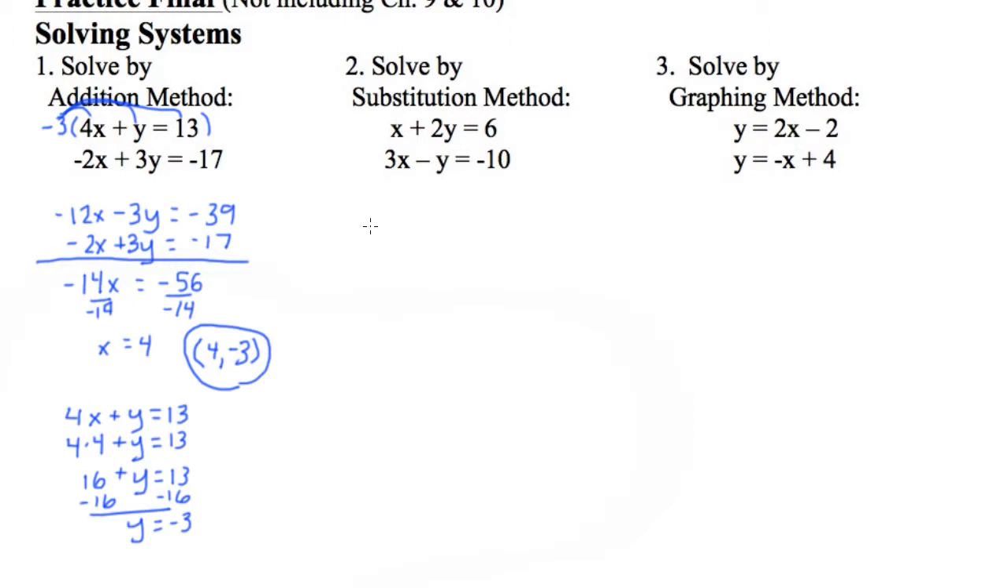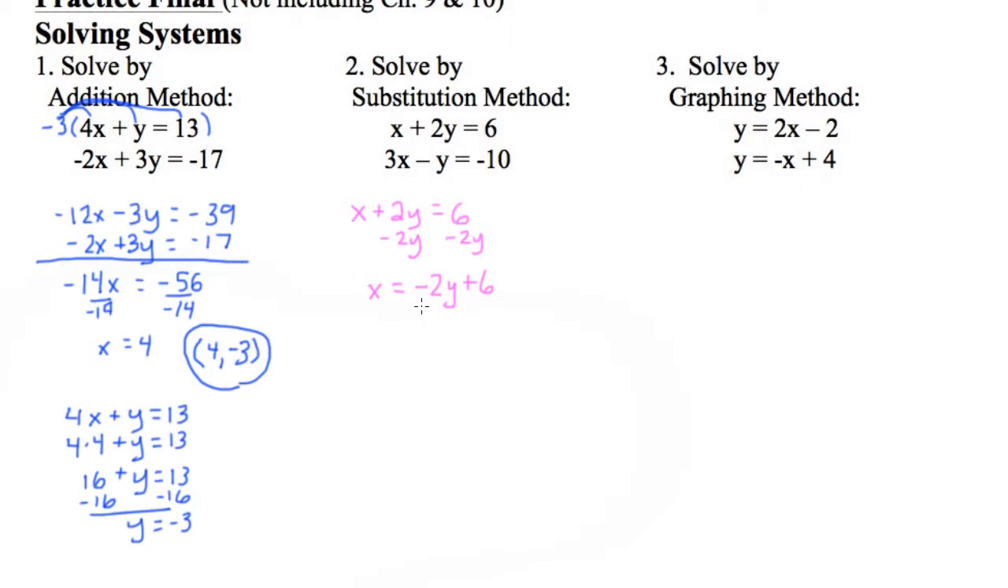Next, for the substitution method. Again, we want to find the x and y value that make both equations true. For the substitution method, you need to get one equation where you have x by itself, or y. This looks like a good candidate because I have no coefficient in front of that x, so that means just by subtracting 2y from both sides, I can get an x equals or a y equals equation all by itself.